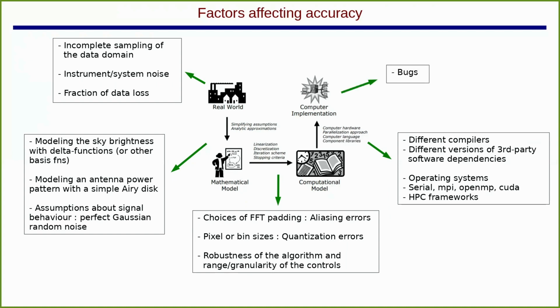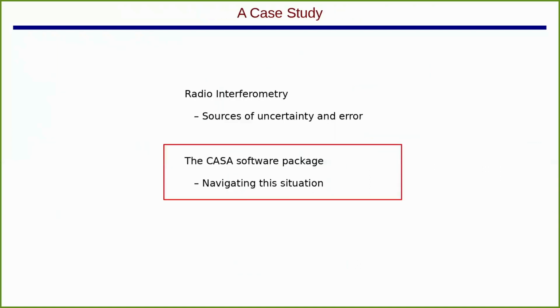There are, of course, going to be bugs, and you have to contend with the effects of error propagation. So this is an example of how all these factors play together in, say, radio interferometric imaging. So how do we deal with this?